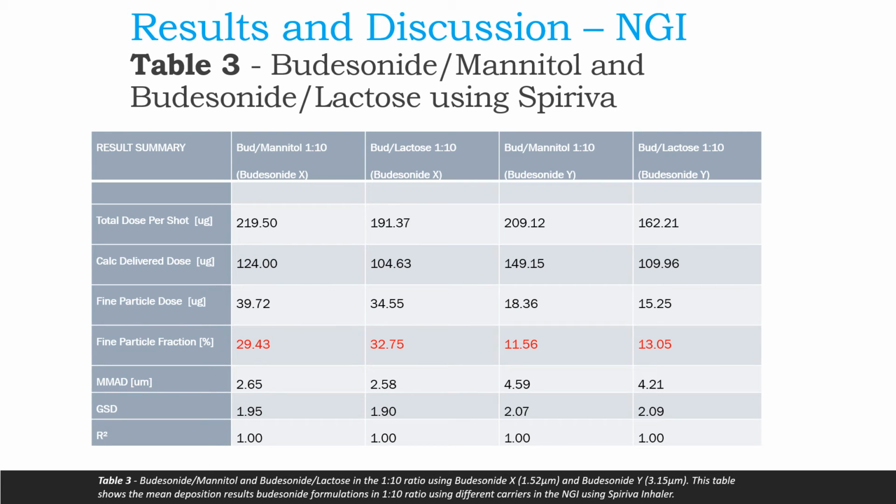For this next set of results, the inhaler was switched out for the Spiriva inhaler and a different budesonide was introduced. The original was Budesonide X with 1.52 micrometers, whereas Budesonide Y had a slightly larger particle size of 3.15 micrometers. If we look at the Budesonide X results first, the 1 to 10 ratios showed a very high fine particle fraction for both Budesonide Mannitol and Budesonide and Lactose when using the Spiriva inhaler. This coincides with what we saw with the Aerolizer inhaler previously.